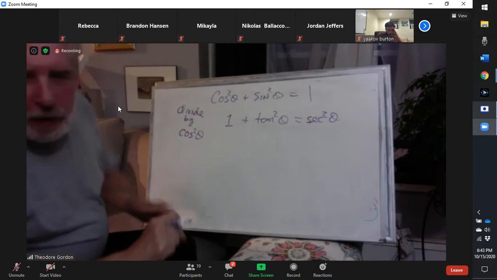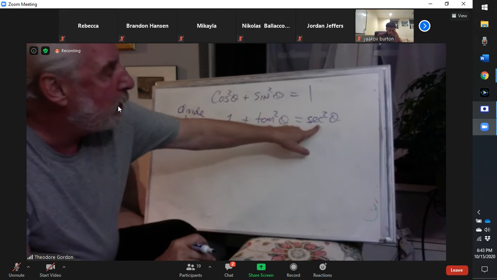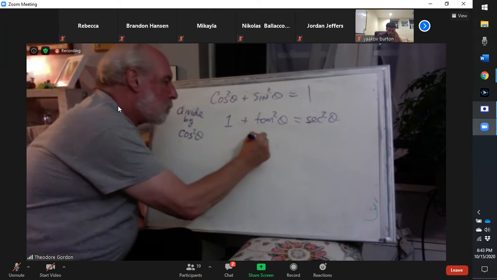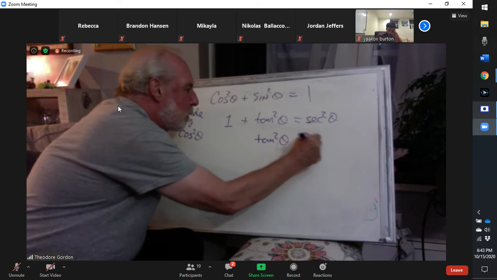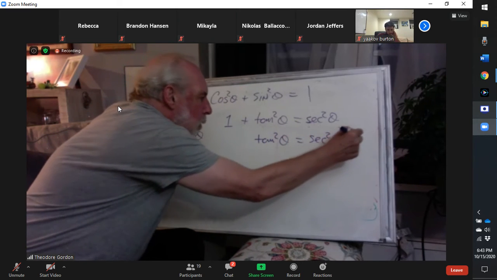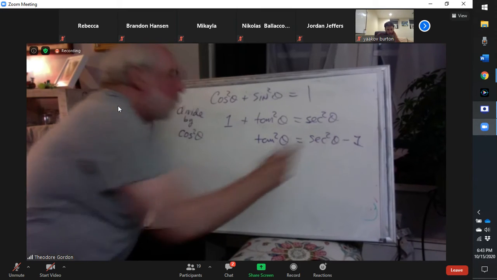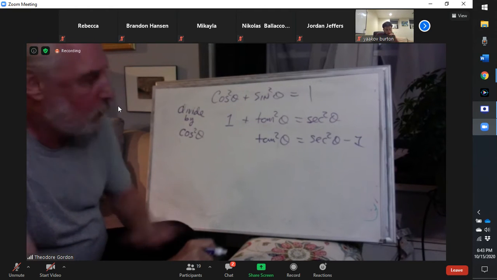And there's an identity that's going to come up a bunch. So anytime you see a secant squared, you can replace it with this. Or if you have a problem, you can replace tangent squared by that. So these two identities will come up a bunch. Okay.